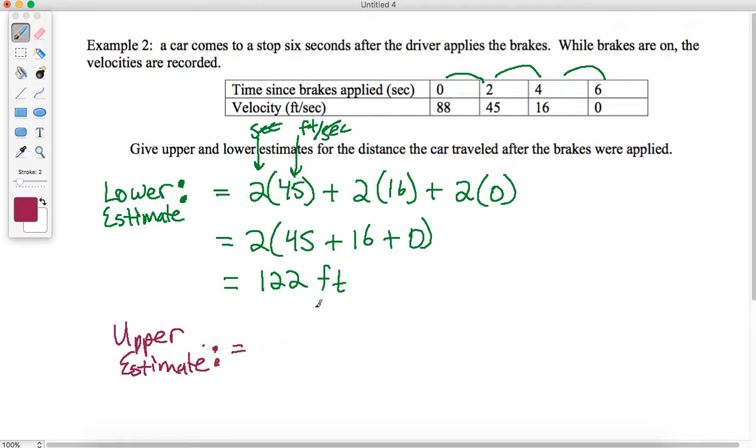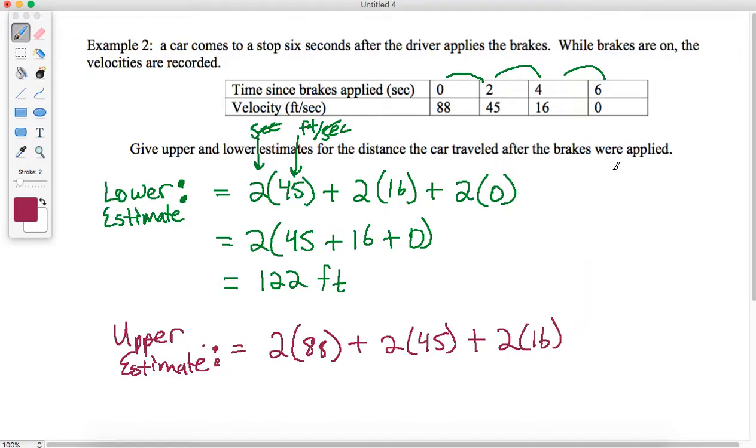And so I'm going to basically do the same thing, but on all of my intervals, I'm going to pick the maximum y value on that interval, right? So from 0 to 2, my width would be 2 for that rectangle, and the maximum from 0 to 2 is 88, so I get 2 times 88. From 2 to 4, I have a width of 2, and my maximum height will be 45, so I get 2 times 45.